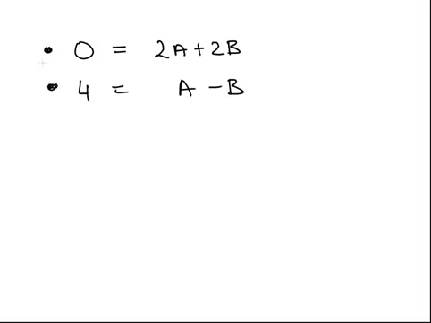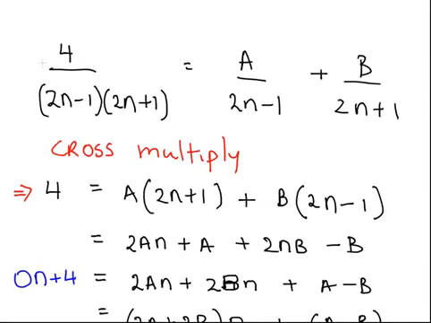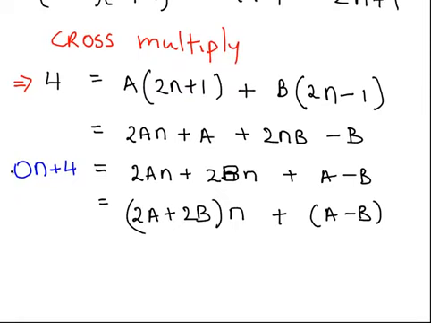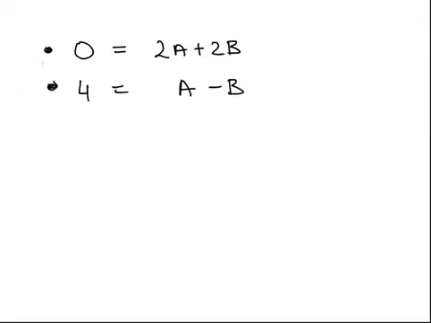These are just the settings. Let me show you what I mean. This part here, 0n, corresponds to 2a plus 2b times n, and this part here, 4, corresponds to a minus b. We're just letting the two components correspond to each other. So 0 equals 2a plus 2b, and from that 0 equals a plus b, dividing both sides by 2, so a equals minus b.